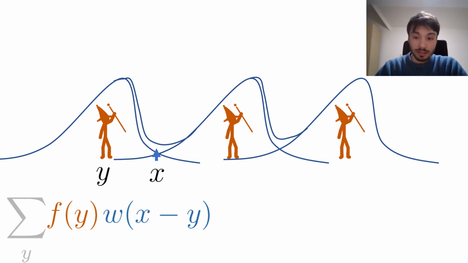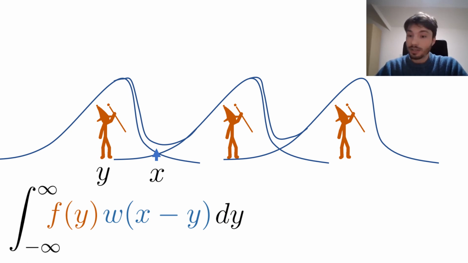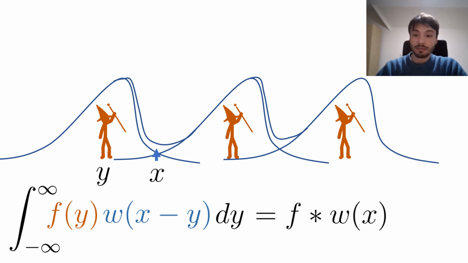This is equivalent to doing an integral with respect to y. And in fact, this is exactly our formula for the convolution of f and w. So this is our answer to how much water is at any point x, given that each of these wizards generates a wave w.